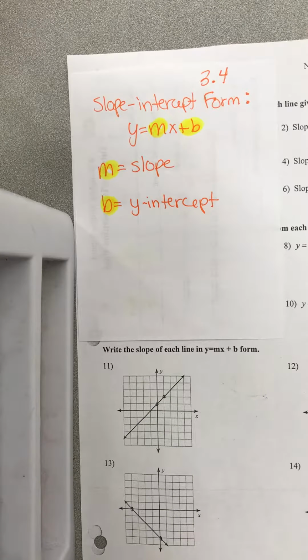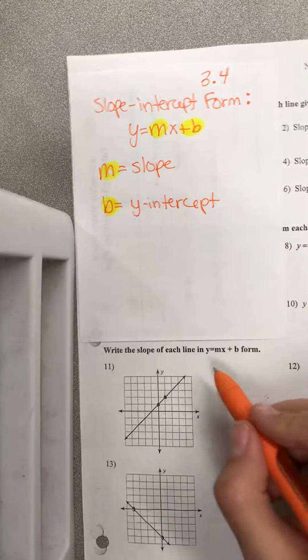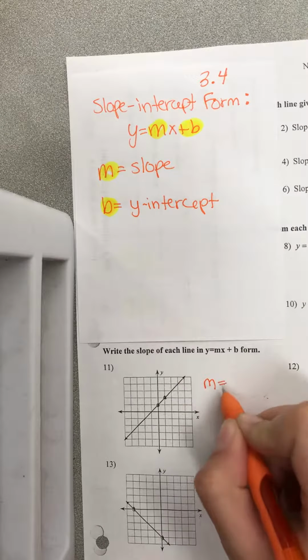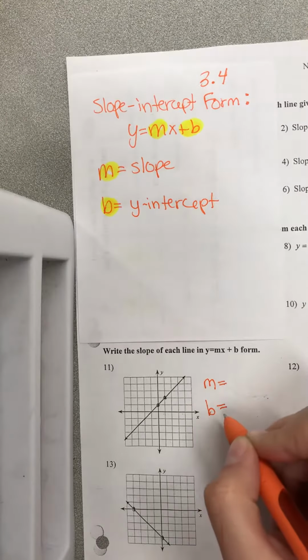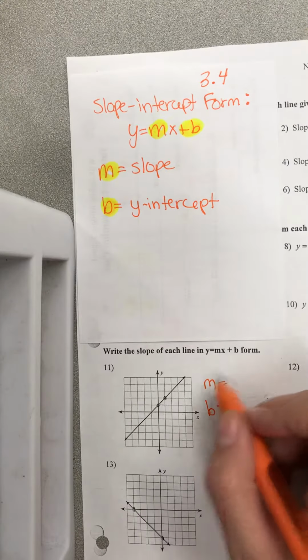In problems 11 to 14, you are asked to write an equation in the form of y equals mx plus b. Well, in order to write an equation, I need to know what my m is and what my b is. So remember, m is my slope, b is my y-intercept. We calculated slope in section 3.2.